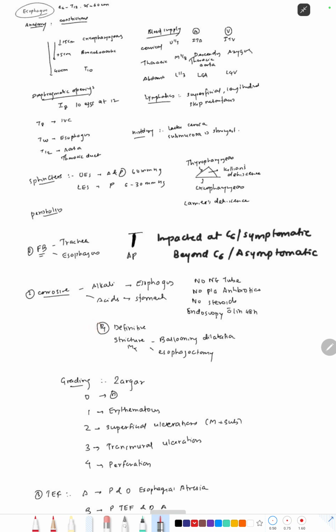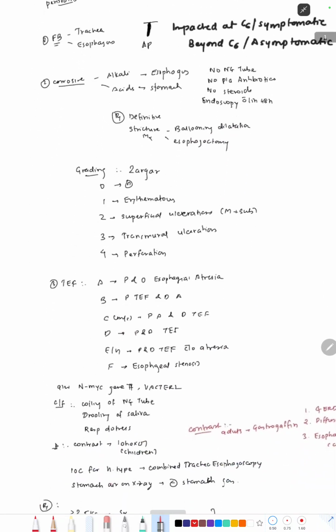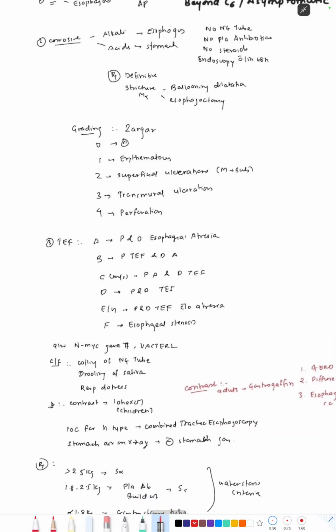Management, the definitive management is nothing but stricture management, because most of this corrosive poisoning leads to strictures. So there is either a balloon dilatation or esophagectomy that is done for this. Now grading is given by Zargar. So the grading is called Zargar's grading. 0 is considered to be normal, 1 is just erythema, then 2 is superficial ulceration, 3 is deep ulceration.